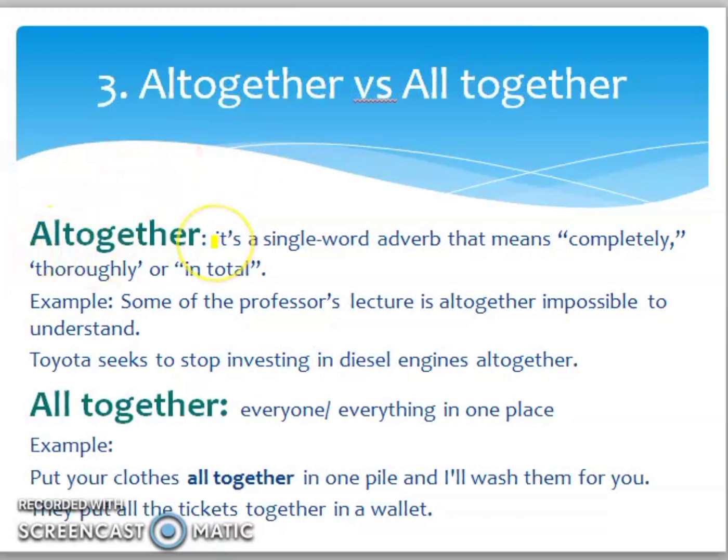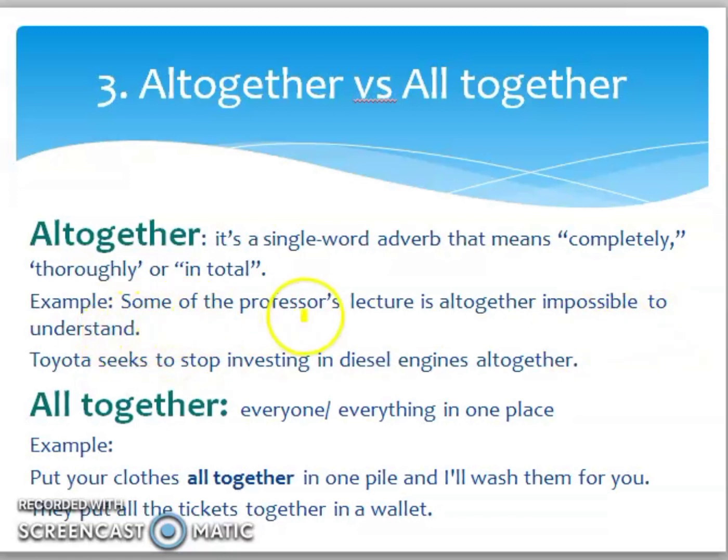Now, altogether. It's a single word adverb that means completely, thoroughly, or in total. Now, you should notice that this is written without space. There isn't space between all and together. Example, some of the professor's lecture altogether is impossible to understand.